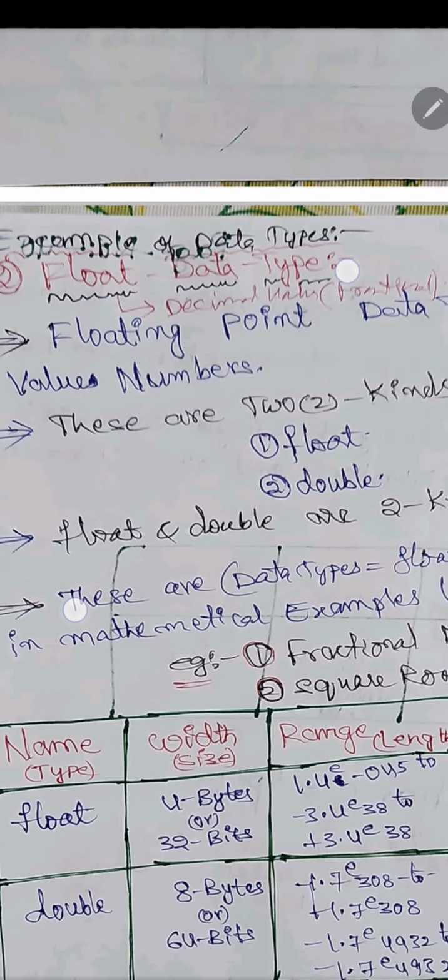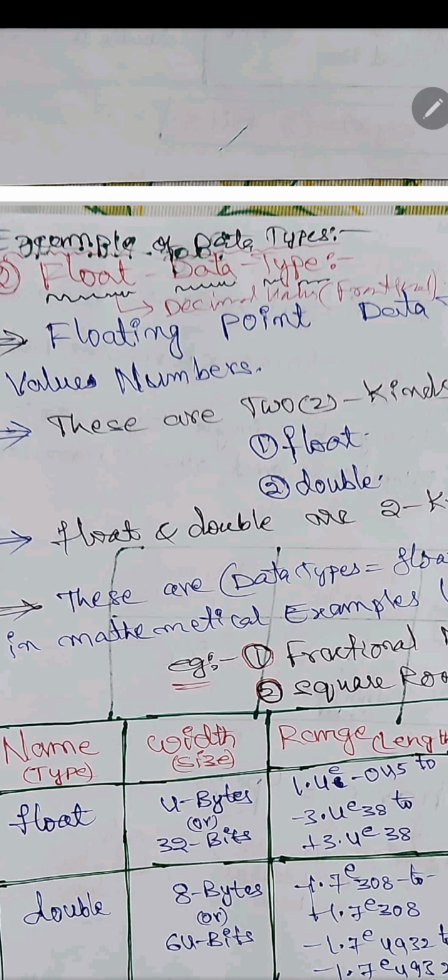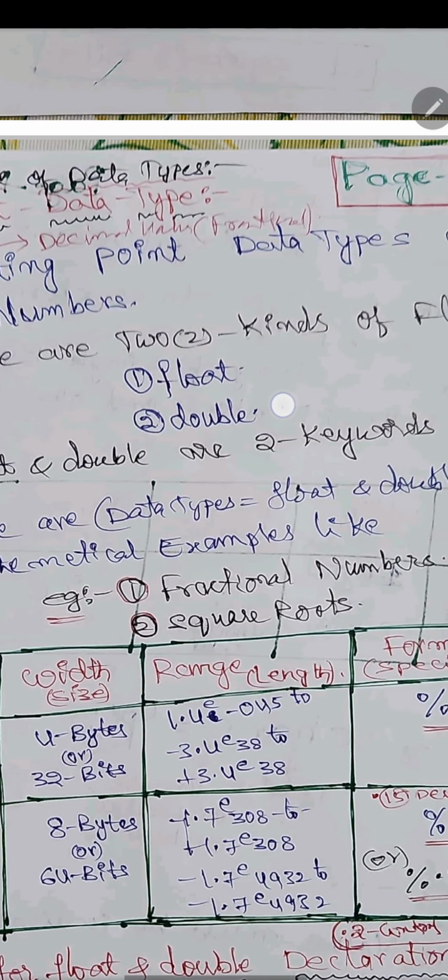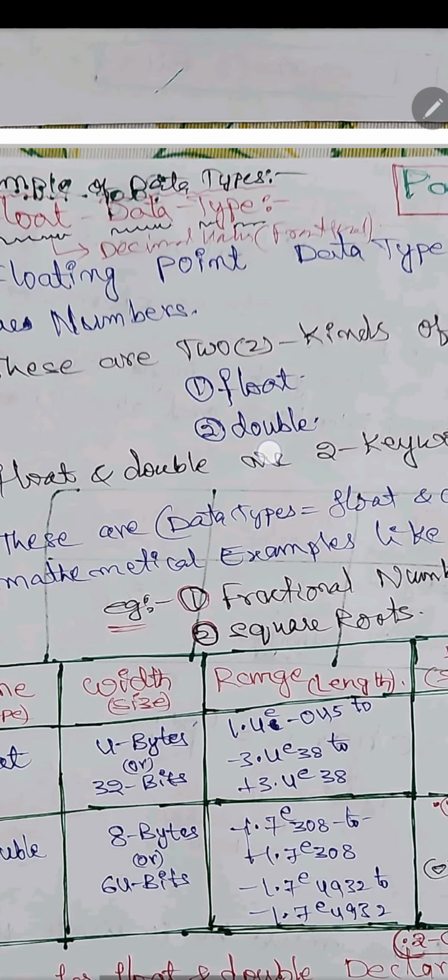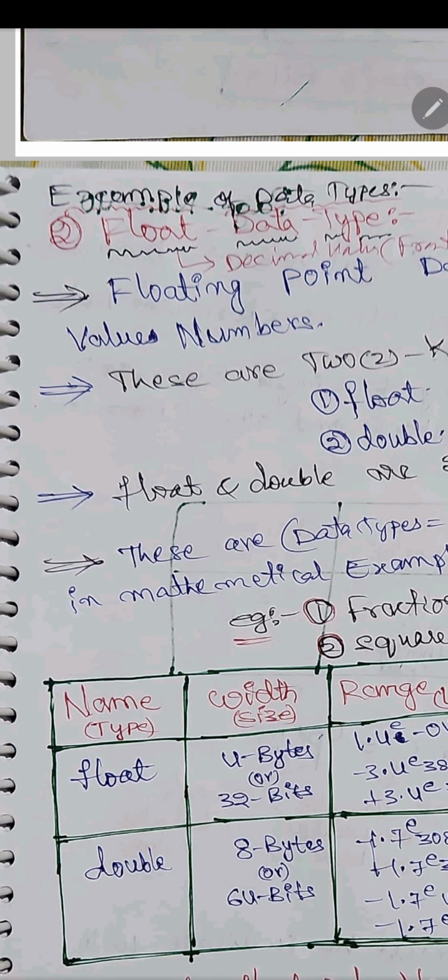And the next data type is float. Float data type. If you get this in the SMS question, you need to write these things. Float data types are decimal value numbers. Decimal value means fractional, point-wise, and will be declared with the float data type.